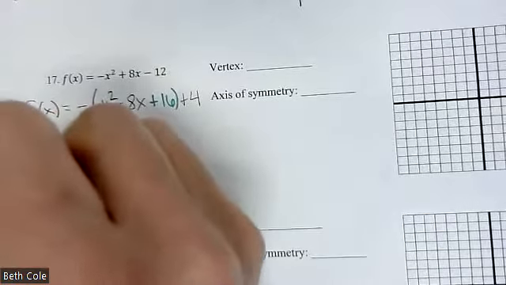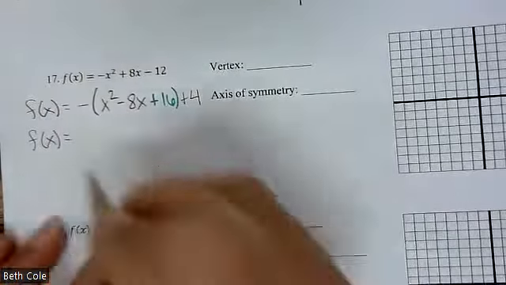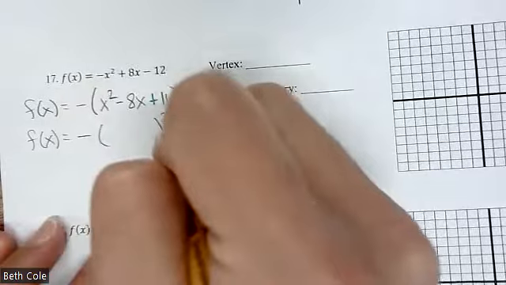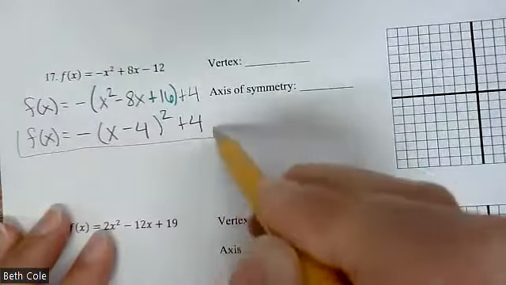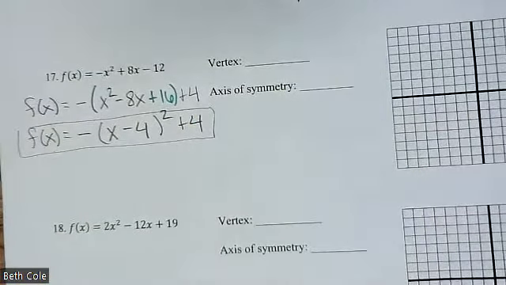And then your answer here for your vertex form, it'll be negative, write a blank squared plus 4. Again, just set up the framework, and then go back and decide what's going to go in there. It'll be x minus 4. And the whole point of doing that is now you can see the transformations. It makes it easier to graph.